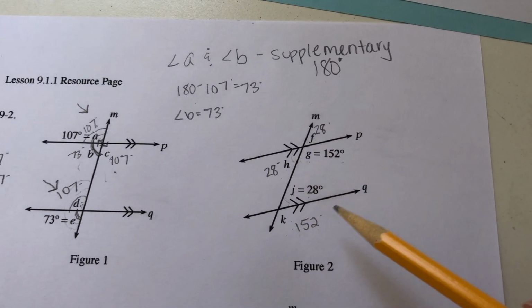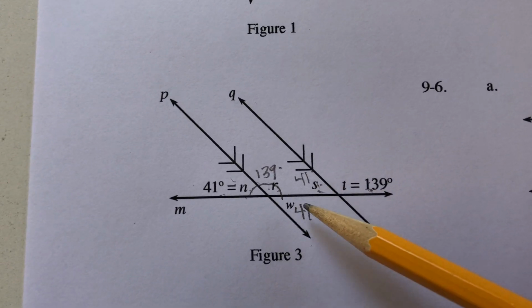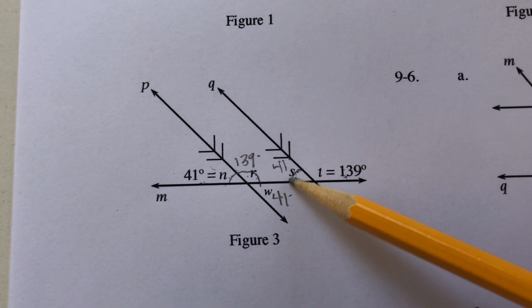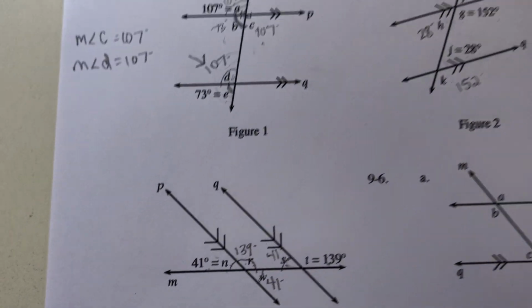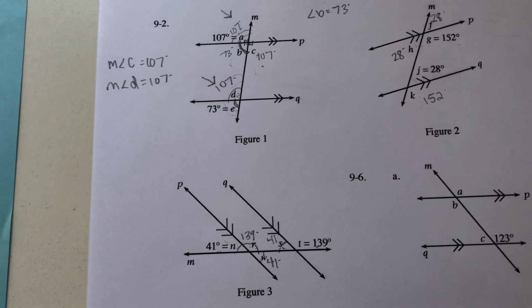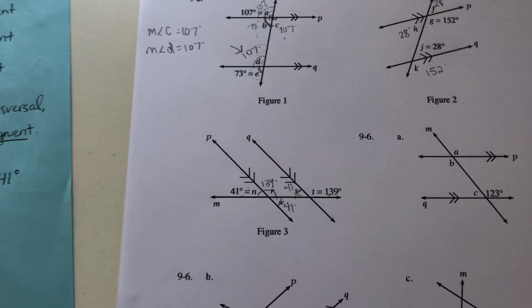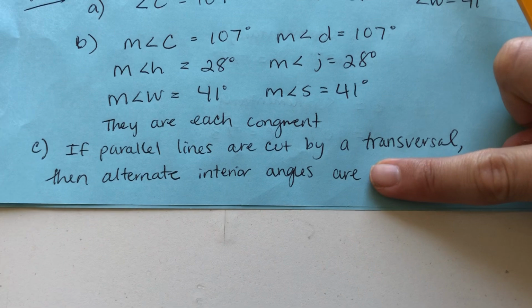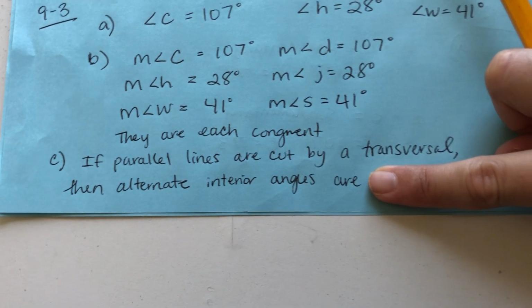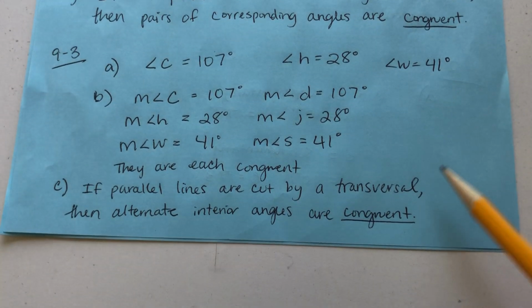So once again, they are the same. And then the measure of angle W and the measure of angle S. So here's S and here's W. So they're also both the same. They're both 41 degrees. So I put that each of those pairs of angles are congruent. They're equal. So now it wants us to write another conjecture, or a judgment statement that reads, sorry, you're rereading it already: if parallel lines are cut by a transversal, then alternate interior angles are congruent or equal.